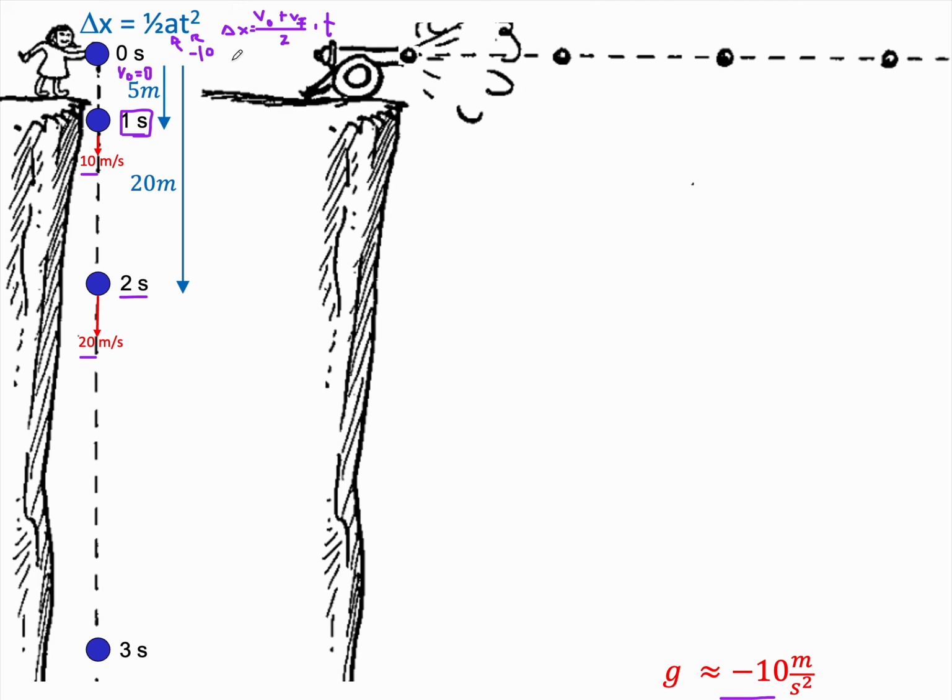What about 3 seconds? Well, its velocity is now -30. How far did it fall? You could use any of the methods before to find this, and you'll discover it would have fallen 45 meters.